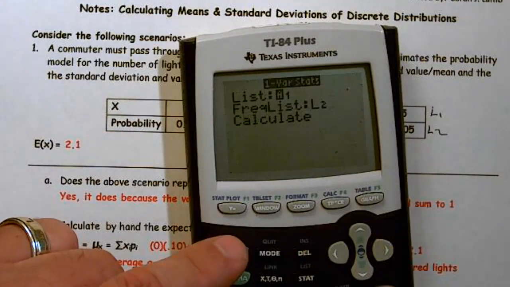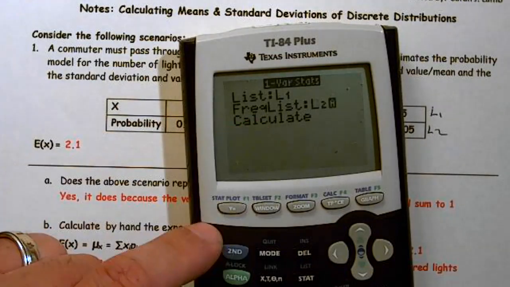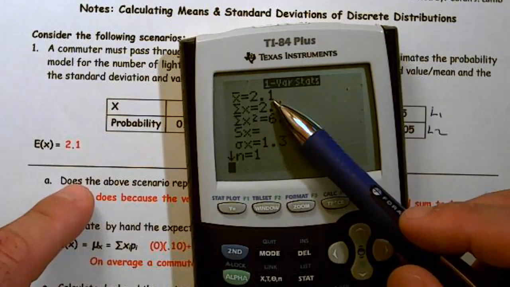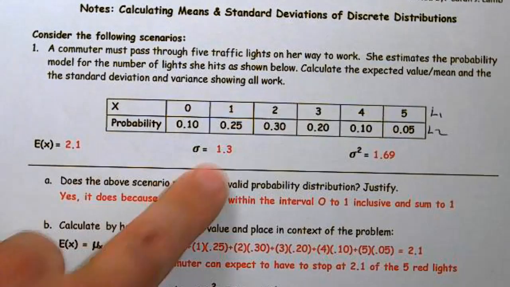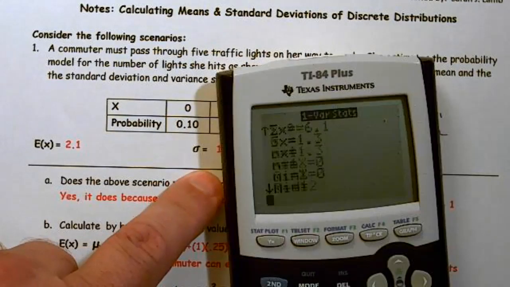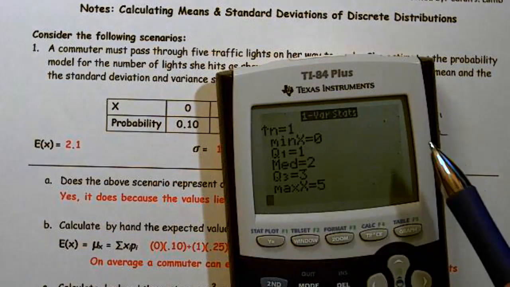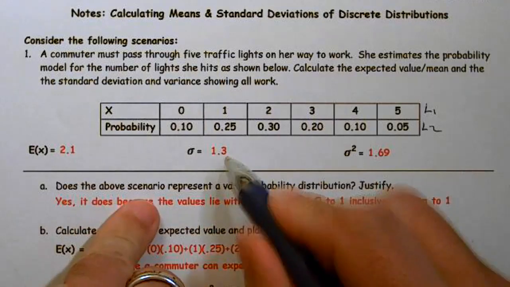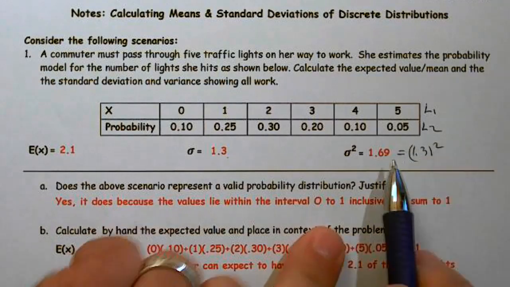My list is in L1. My frequency is in L2. Again, that's the frequency list or probability. And my mean is 2.1, and I end up getting a standard deviation of 1.3, which I wrote here. If I scroll down, never do I see the value 1.69. So in order to get the variance, I'm going to have to square the 1.3. So this just equals 1.3, excuse me, to the second power.